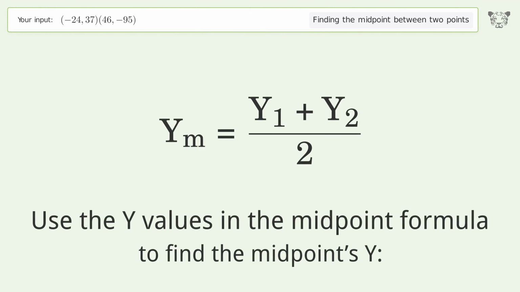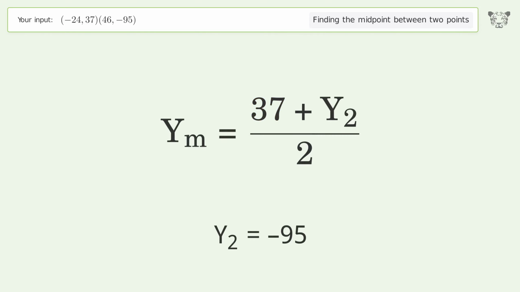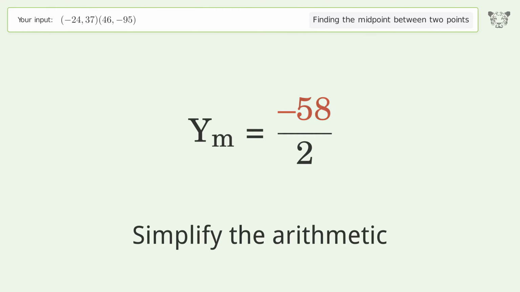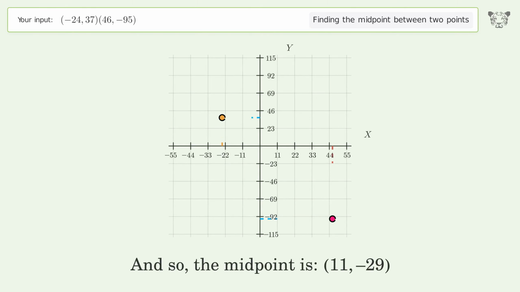Use the y values in the midpoint formula to find the midpoint's y. y1 equals 37. y2 equals -95. Simplify the arithmetic. And so, the midpoint is 11, -29.